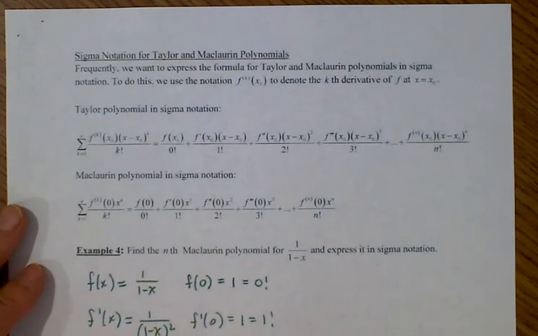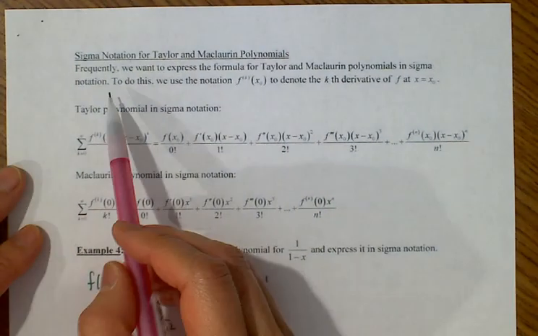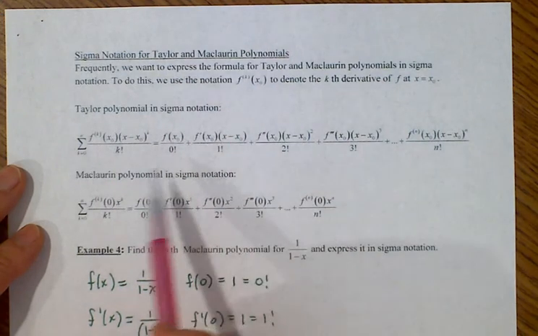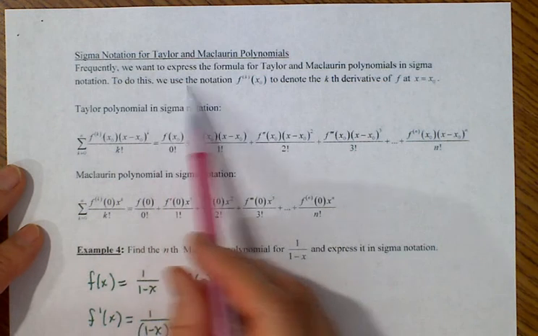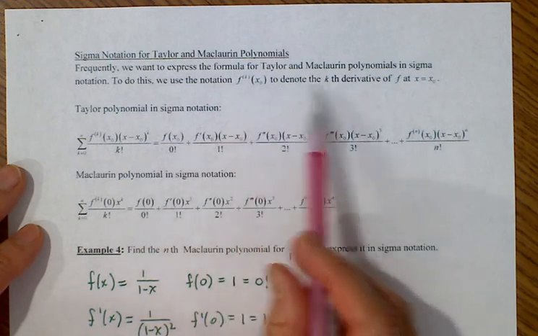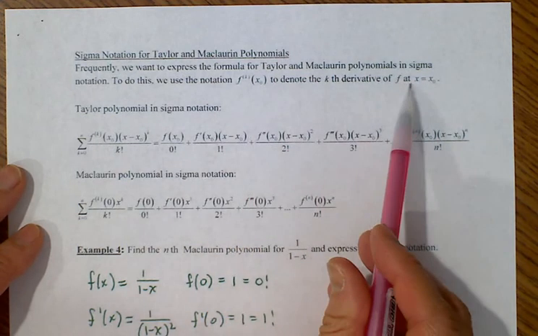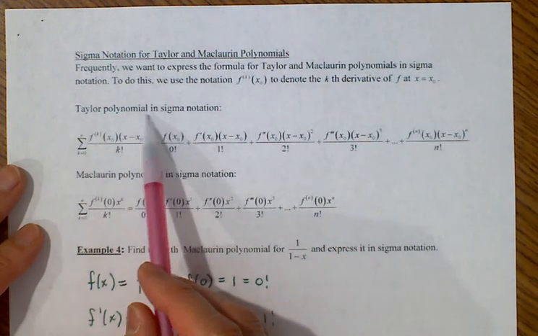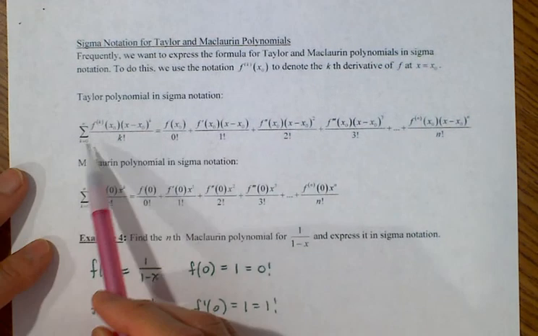Okay, let's go to page 5. And now I'd like to look at writing the sigma notation for Taylor and Maclaurin polynomials. Frequently, we want to express the formula for Taylor and Maclaurin polynomials in sigma notation. To do this, we use the notation f, and then this is actually the kth derivative of x sub 0, to denote the kth derivative of f at x equals x sub 0. So the Taylor polynomial in sigma notation would be written this way.